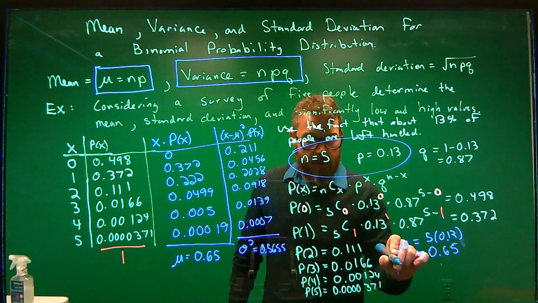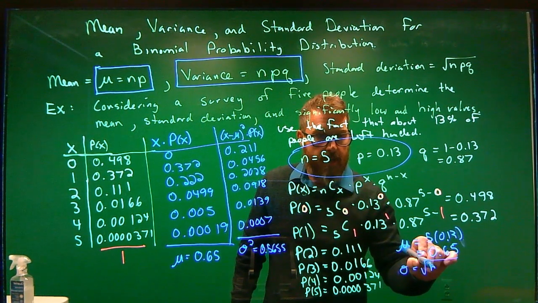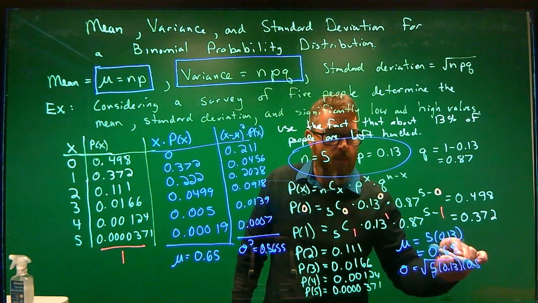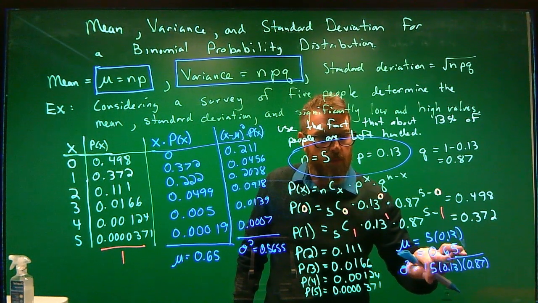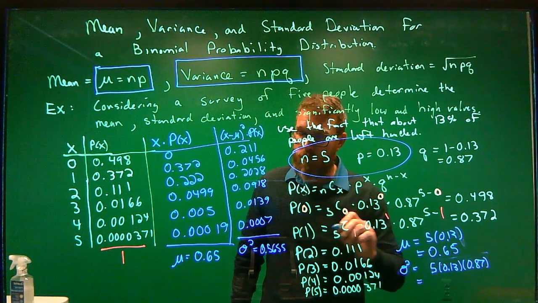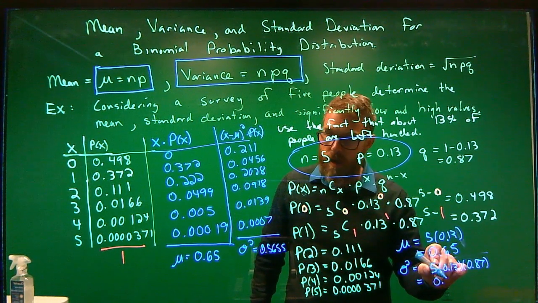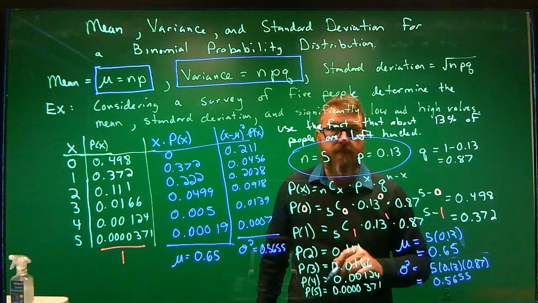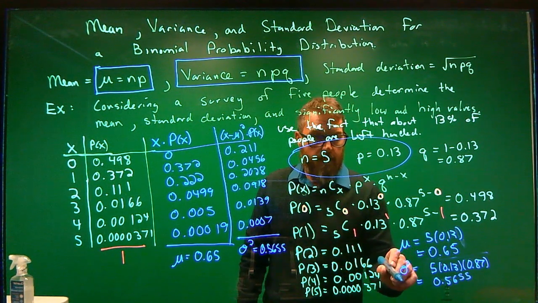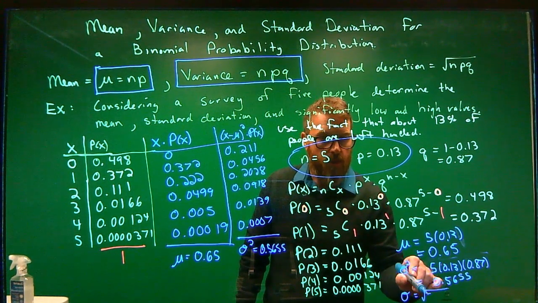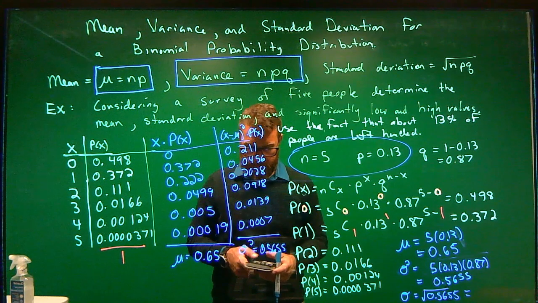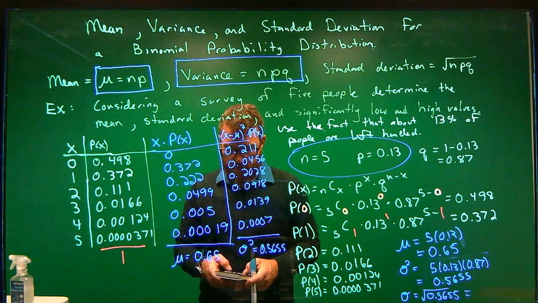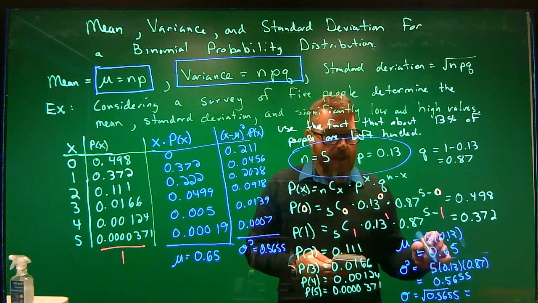Now, the standard deviation is the square root of n times p times q, with n being 5, p being 0.13, and q being 0.87. The variance is without the square root. So when I do this for the variance, it is going to be equal to 0.5655. So finally, if I want to find the standard deviation, it's going to be the square root of the variance, which we get as 0.75.